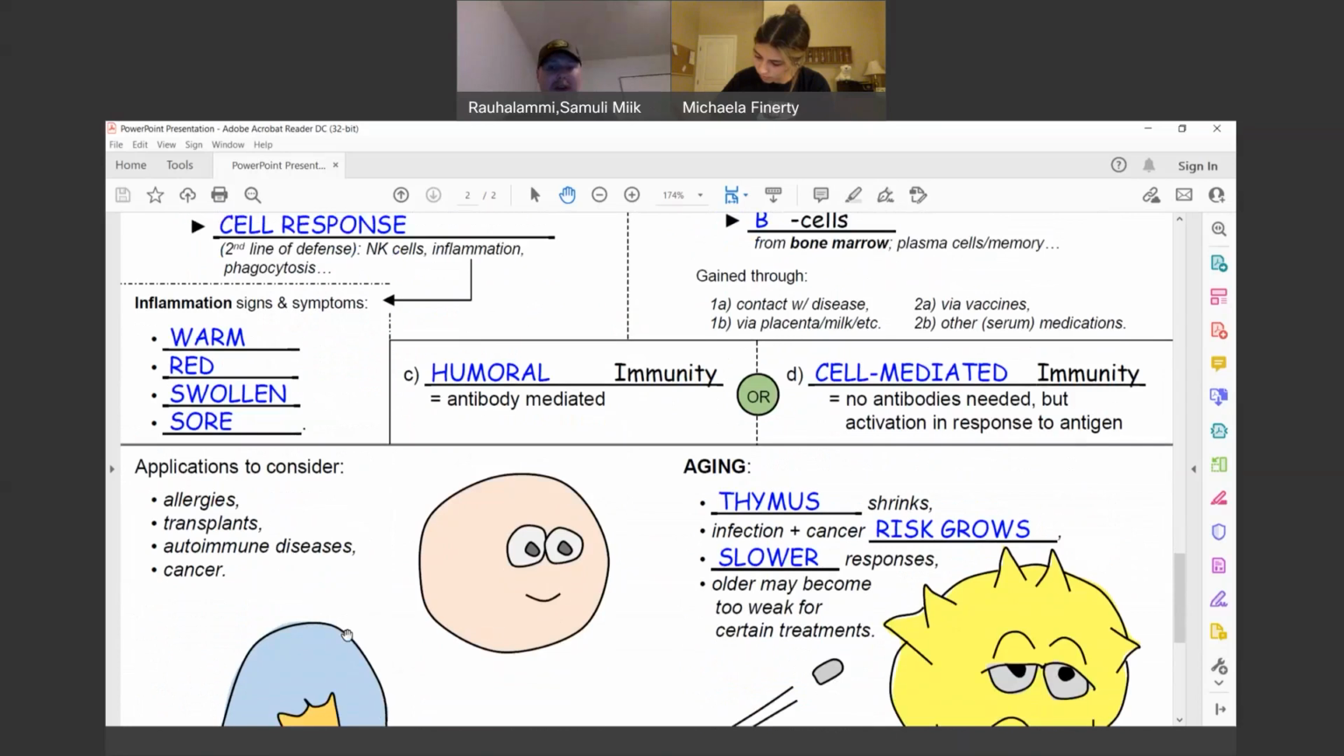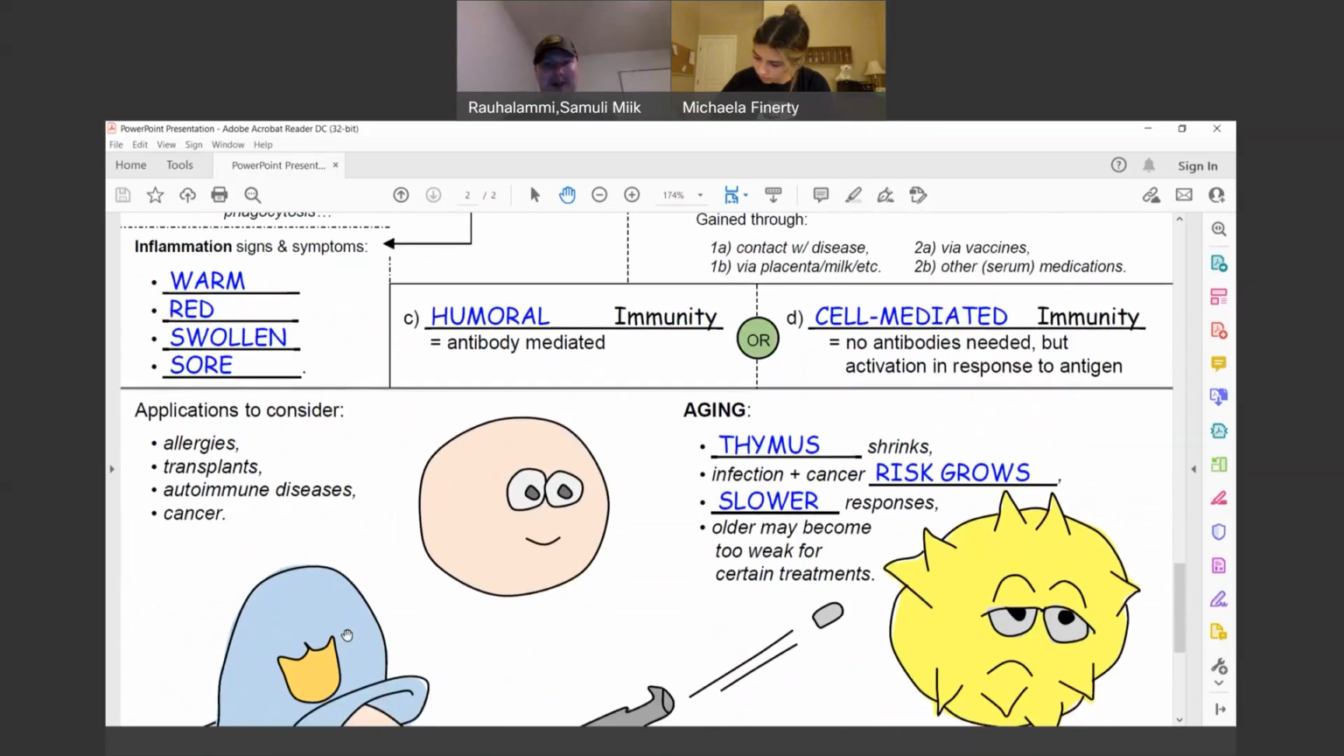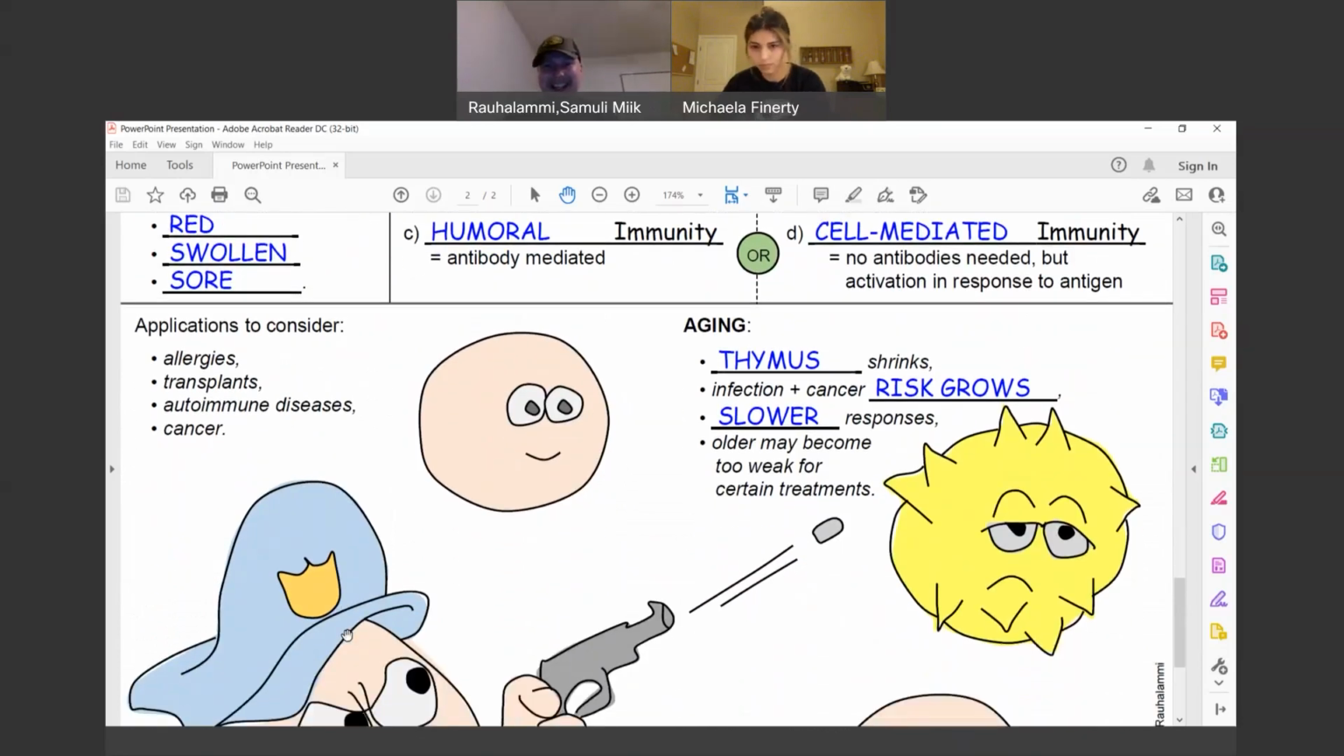In terms of this handout, it is really short because I had very little to say. In terms of the rest of the chapter, we talk about allergies, transplants, autoimmune diseases, things like that. We won't go into too much detail, but I want you to know that all of these relate to the immune system. I try to include on these handouts sometimes what happens when you get older.